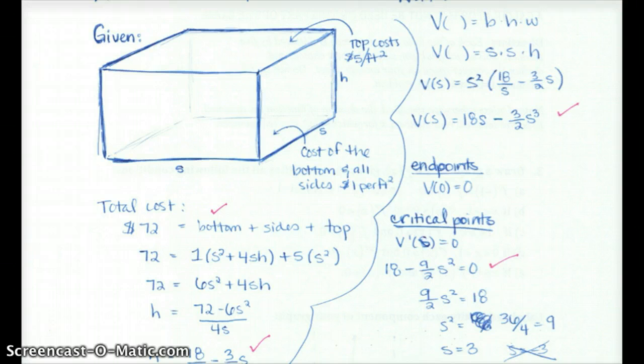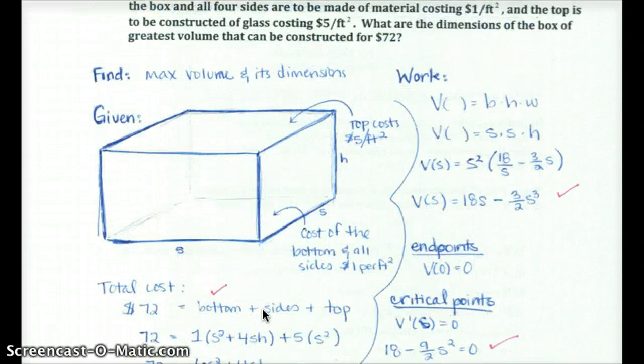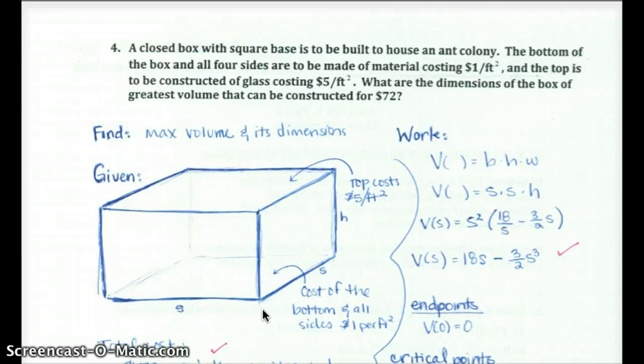I probably would have started the work before I realized that I wanted to isolate h. The work itself, this is an optimization problem. We want to optimize volume, so I need a function where volume is the output. The volume of a box is base times height times width. For my particular box, the base and the width are the same number, so I use the variable s to indicate that. Now, I know that to optimize this function, I need a function with one variable so I can take the derivative and find the extrema.